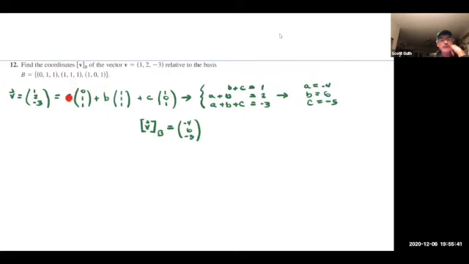So the a, b, and c are the entries in the representation of v relative to B. So a, b, and c are -4, 6, and -5, and so that's the vector represented using B coordinates. Okay. Next one.